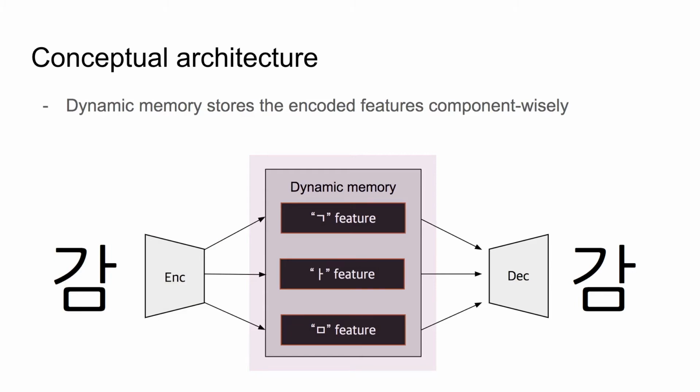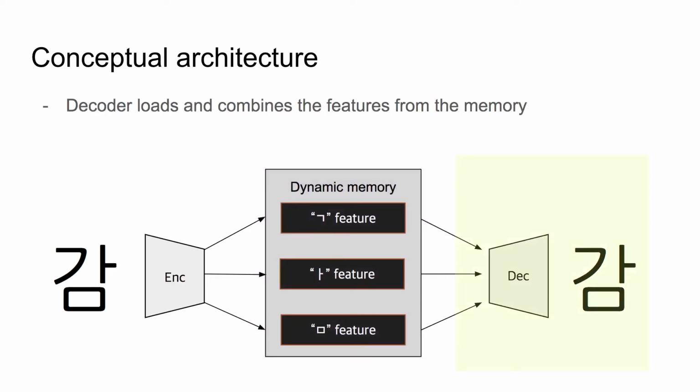In the conceptual figure, the encoded feature can be directly fed to the decoder without the memory. But in the test scenario, the target glyph is unknown in the reference style glyphs, so we need the dynamic memory to connect the encoder with the decoder. The decoder loads features from the memory and synthesizes the target glyphs. During training, the decoder learns how to combine the component-wise features.